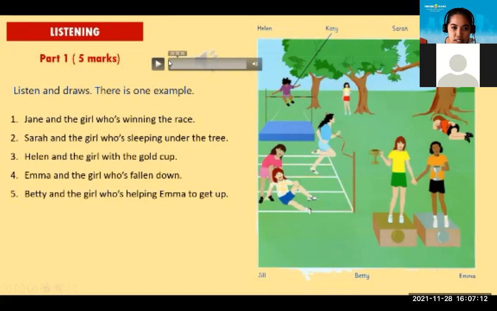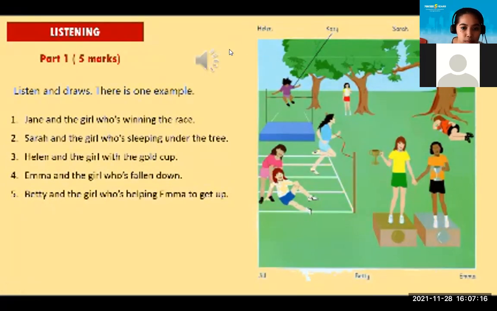Okay, so let's listen first. I cannot type while playing the audio. I will just type it for you so that before you listen, I can send the sentences to you. Can you please take a photo of your screen, then send it to me on Zalo? Who's winning the race?